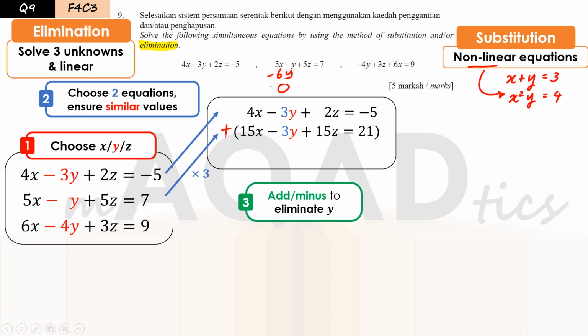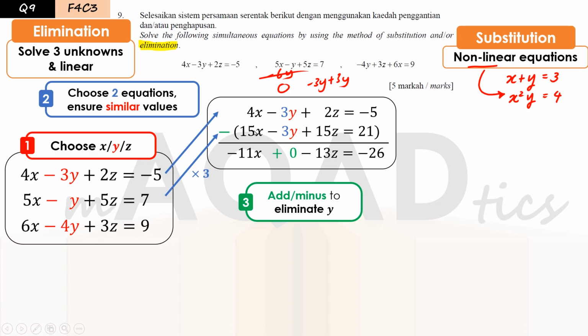So did we eliminate it? Actually no, because the y is still here. So it could not be adding. It will be the other way, which is minus. So imagine here, negative 3y, negative 3y. It will be negative 3y plus 3y, right? Because negative, positive. So adding up together, it will be 0. That's why we need to minus the entire equation.